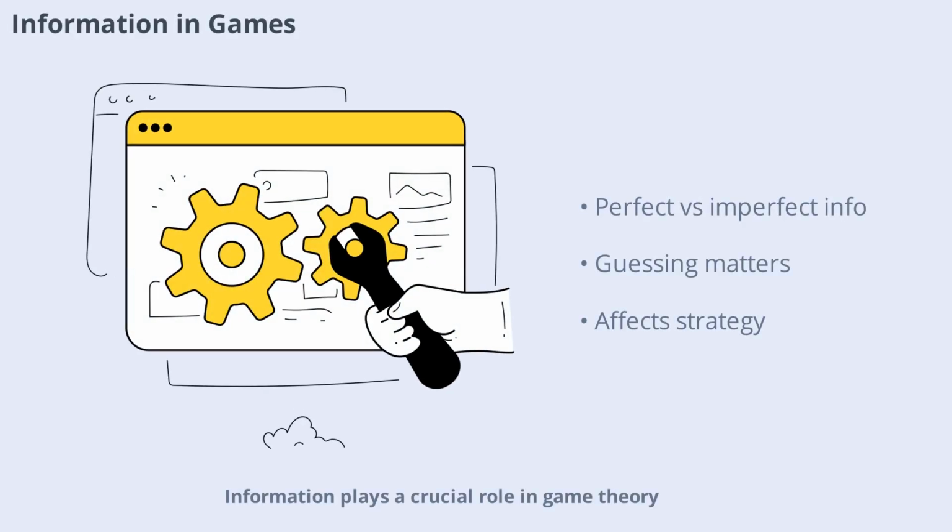Information plays a crucial role in game theory. Some games are played with perfect information where everyone knows all previous moves, like chess. Others involve imperfect or incomplete information where players must guess or infer what others know or intend. The amount and quality of information can dramatically affect strategies and outcomes.